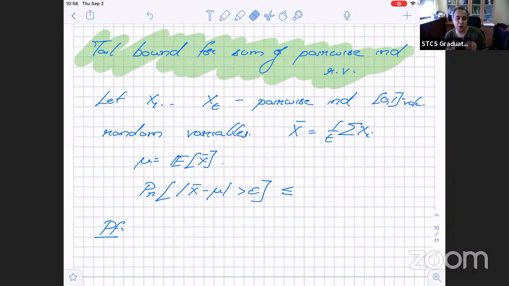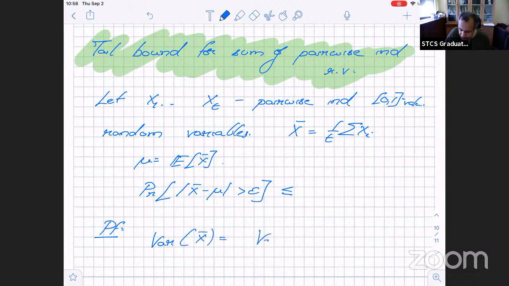So I can use bounds which only involve pairs of random variables. Variance is one such quantity. Variance is the thing which involves only pairs of random variables. If I knew the variance, I could apply Chebyshev's inequality. So let's see if I can compute the variance of x bar.